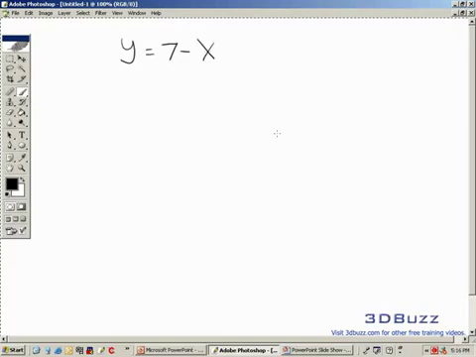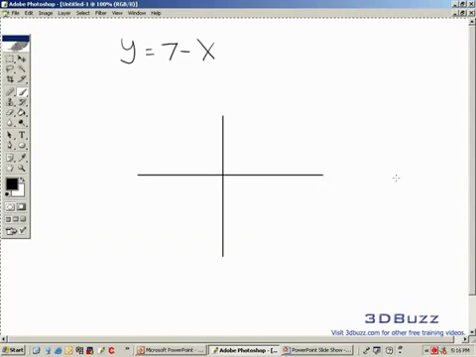So if we draw a quick Cartesian graph, so basically an x-axis and a y-axis, which I'm drawing out of order. And so now we have our x and y axes. And we know, let's say we want to plot 1 point. Well, we know when x is 0, then y is 7.